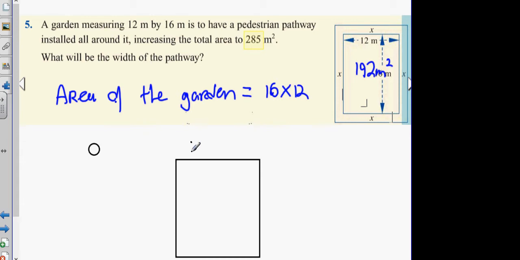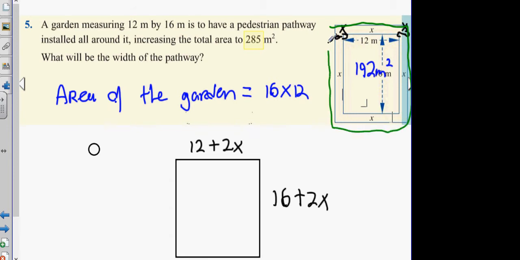So the full width would therefore be 12 plus 2x. The full length would be 16 plus 2x. Where I'm getting 2x from is that each width is worth x. You're told that in the question. I get that. So now it's 12 plus 2x is the full width. So if you imagine I drew around a green rectangle here, that's what I'm looking at. The full outer perimeter. Okay? So it's 12 plus 2x multiplied by 16 plus 2x has to be equal to the area of the full thing.